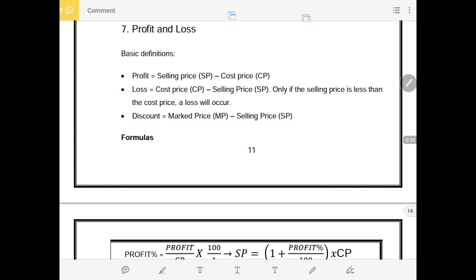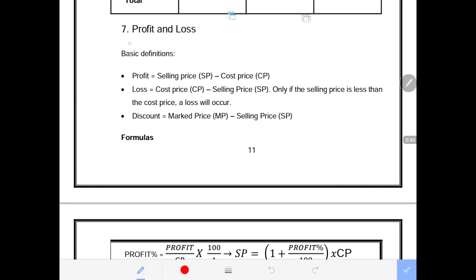Remember, you can't make both profit and loss. You either make a profit or a loss at a specific point in time. Just want to highlight that. Now, basic definitions that are quite important for the foundation and the basics of this chapter, and also the advanced level of this part of the chapter.